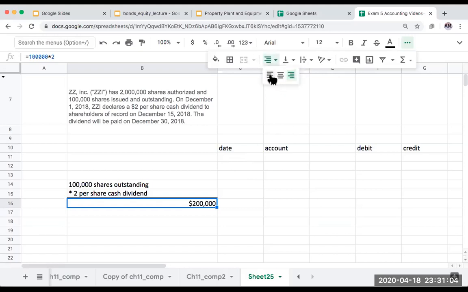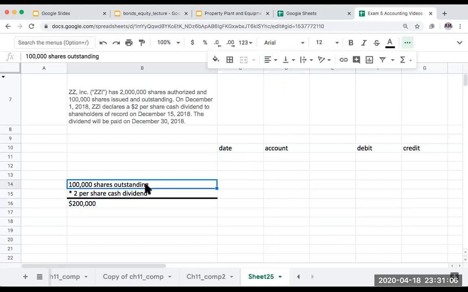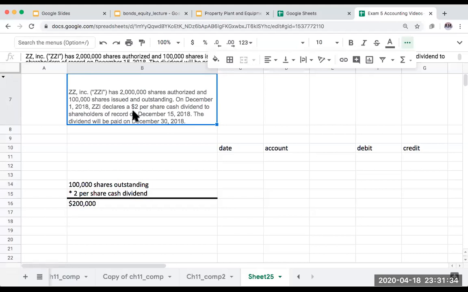Remember, what is this again? I'm taking my outstanding shares, meaning the shares actually being held by individuals outside of the company, and multiplying that by the amount per share, which in this case is $2. There are two dates that I'm most concerned with: the date of declaration and the date of payment. For this example, I don't care about the date of record. That date of record is for the transfer agent.